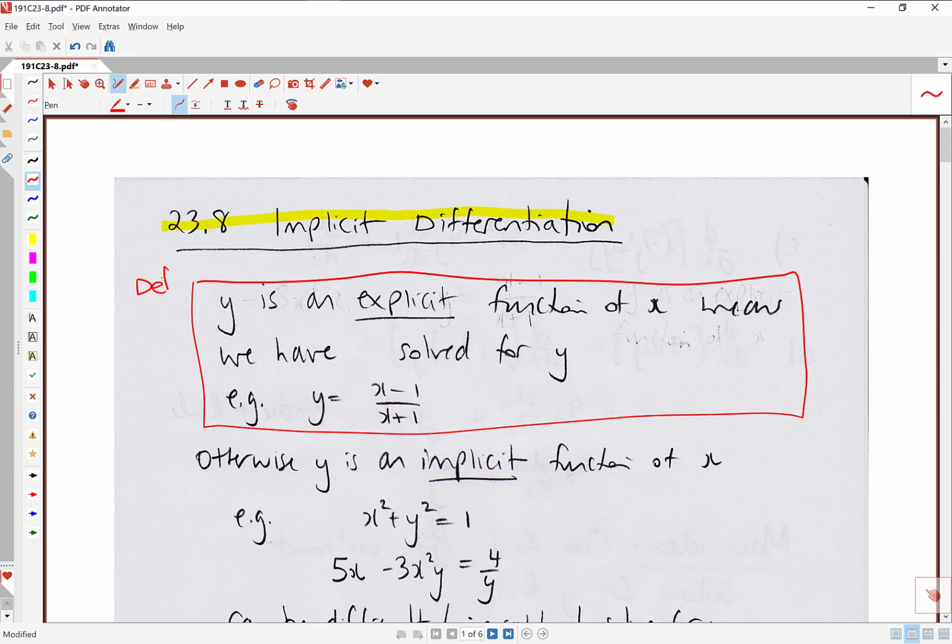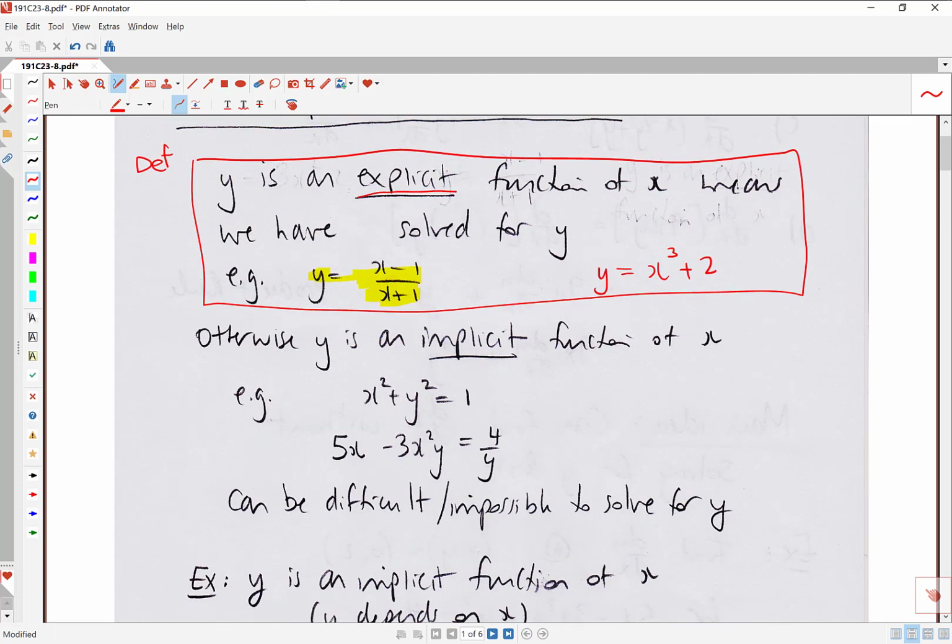We're going to say that y is an explicit function of x if we have a function where we have actually solved for y. So an example would be the situation here. We've got y on the left side, no y's on the right side. So something like y equals (x minus 1) over (x plus 1) would be an explicit function of x. Similarly, any sort of polynomial, something like, say, y equals x cubed plus 2, for example, would be a situation where y is an explicit function of x.